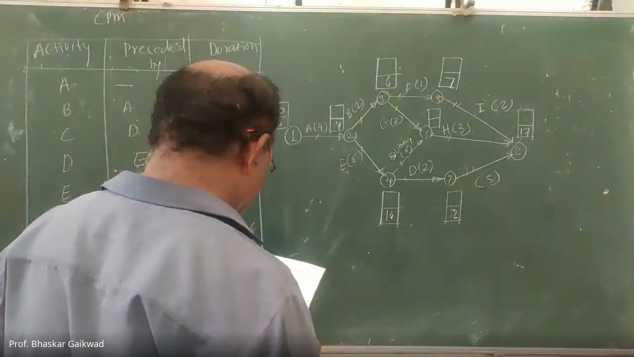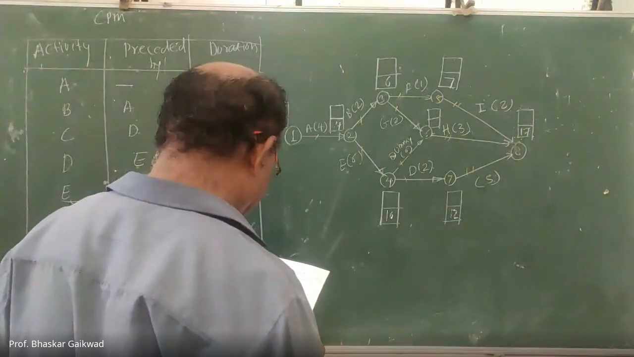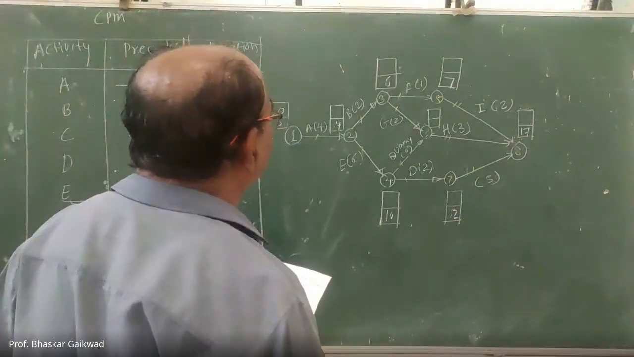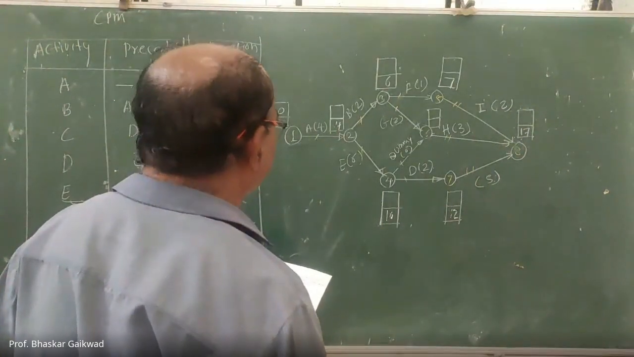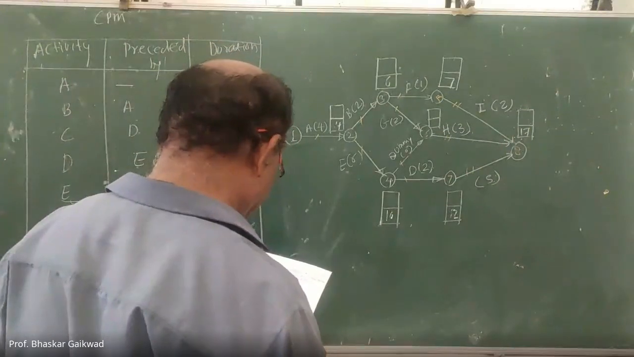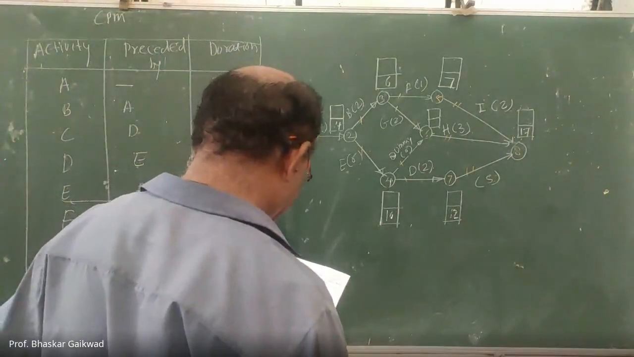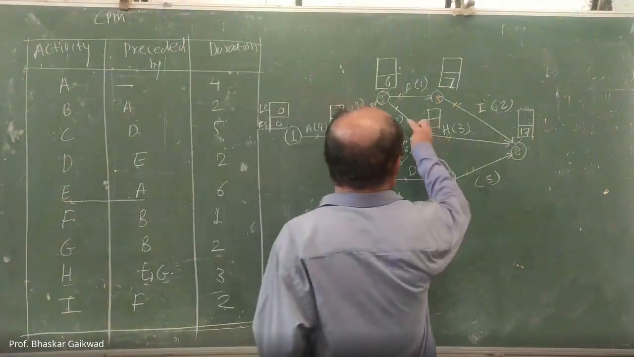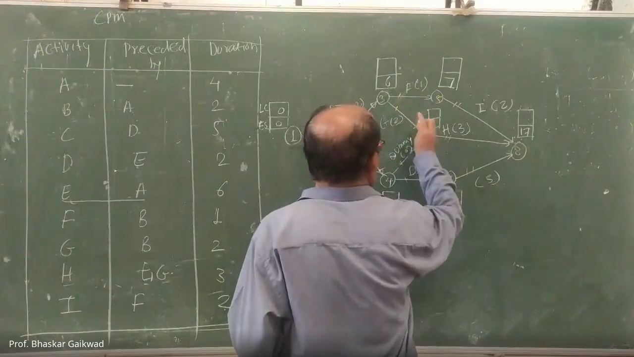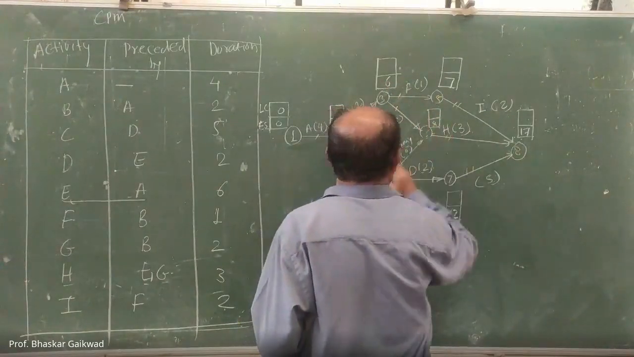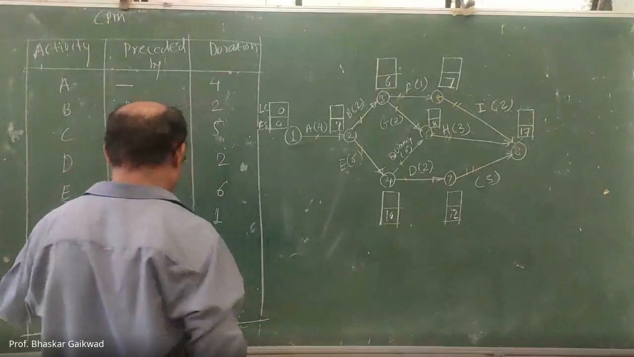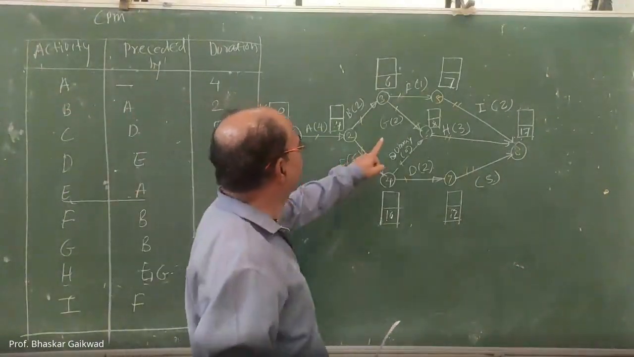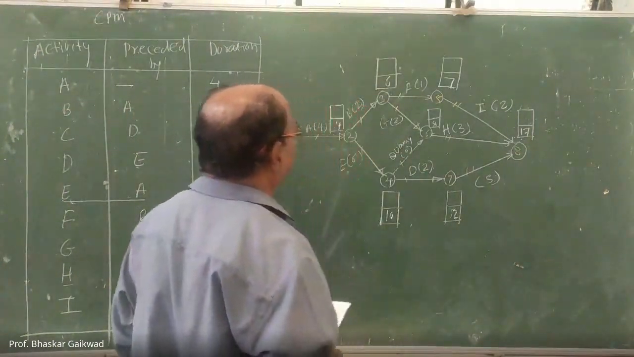6 plus 1, 7. 6 plus 2, 8. 8 should be there too. So here it is 8. 6 plus 2, 8. Am I correct? G activity, 2 number is there. Okay.